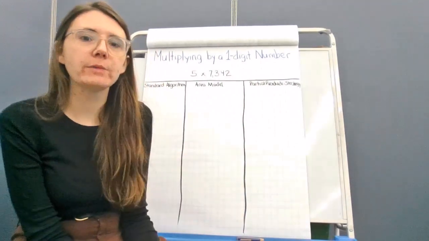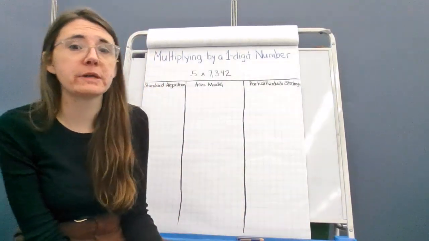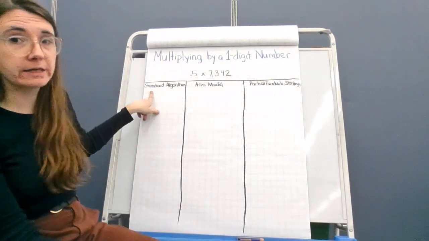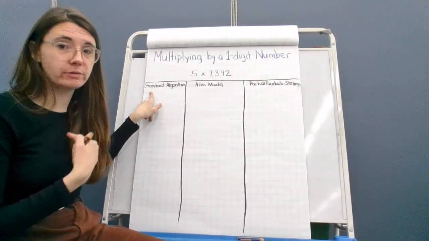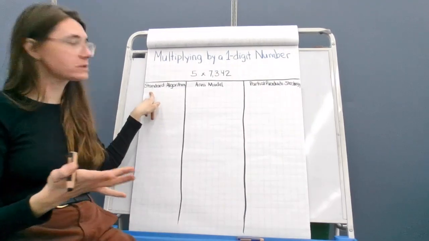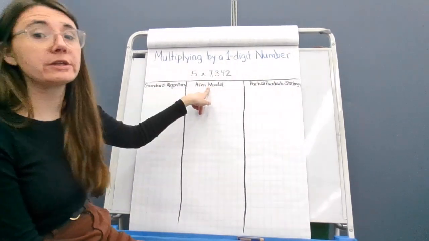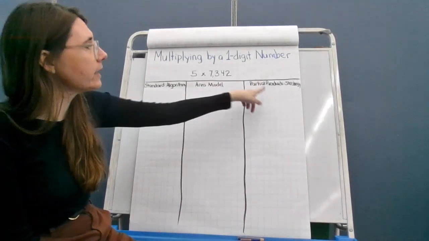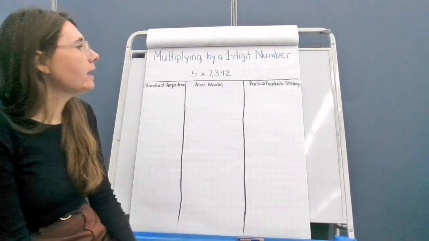Hi, fourth grade families. I want to show you how fourth graders learned to multiply by a one-digit number. I'm going to start off by actually using the standard algorithm that I learned when I was their age, and you probably learned as well. But then we're going to talk about the two strategies that they learned in fourth grade this year, the area model and the partial product strategy.